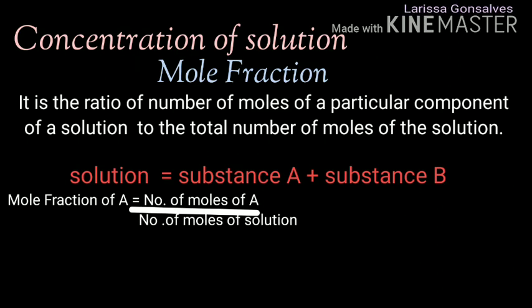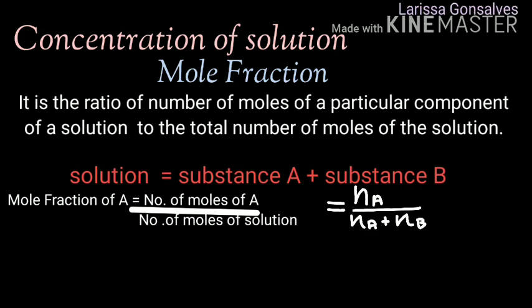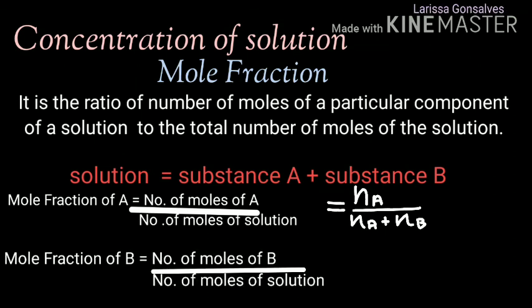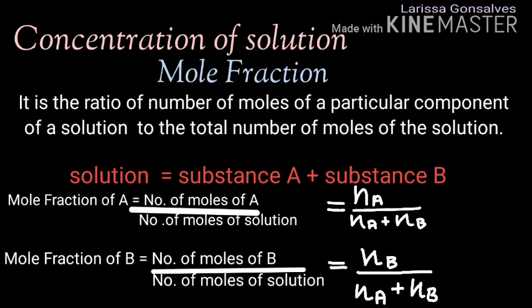So mole fraction of A would be Na, which are the number of moles of A, and I told you solution is a combination of solute and solvent, so we will write it as Na plus Nb. Similarly, if you want to calculate the mole fraction of B, then it would be number of moles of B divided by number of moles of solution. So number of moles of B is denoted by Nb and solution is a combination of solute and solvent, so divided by Na plus Nb.